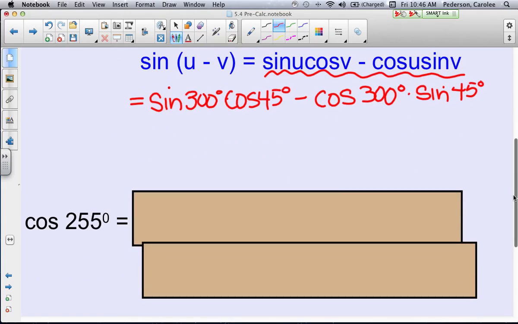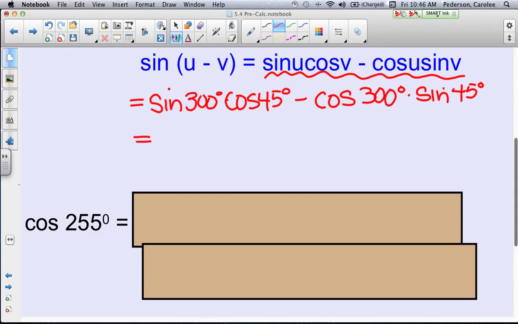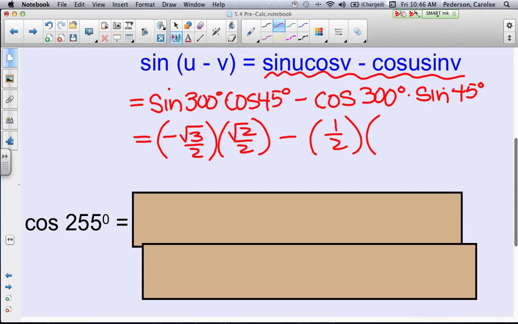And then we look at the unit circle to get those exact values. So the sine of 300 degrees on the unit circle is negative square root of 3 over 2. And then we multiply it times the cosine of 45 degrees. That one you should be able to memorize pretty quickly when we were in chapter 4. That is square root of 2 over 2. And we say minus the cosine of 300 degrees, which is 1/2, times the sine of 45 degrees, which is also square root of 2 over 2.